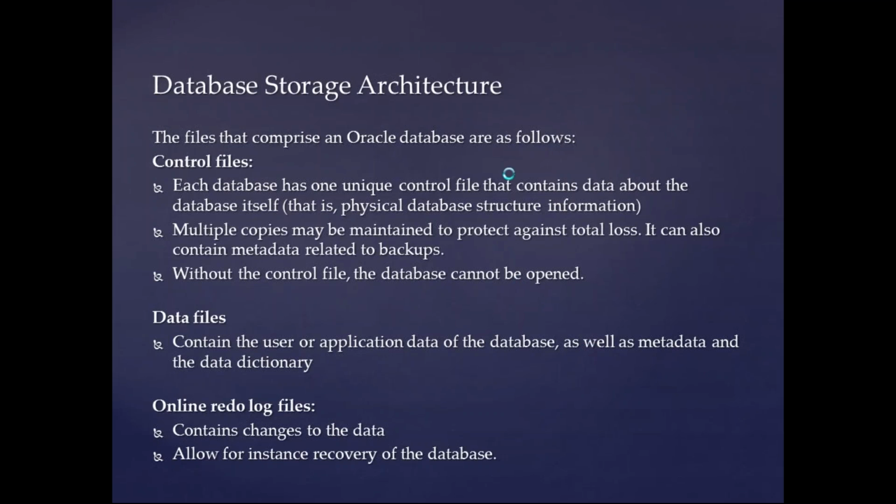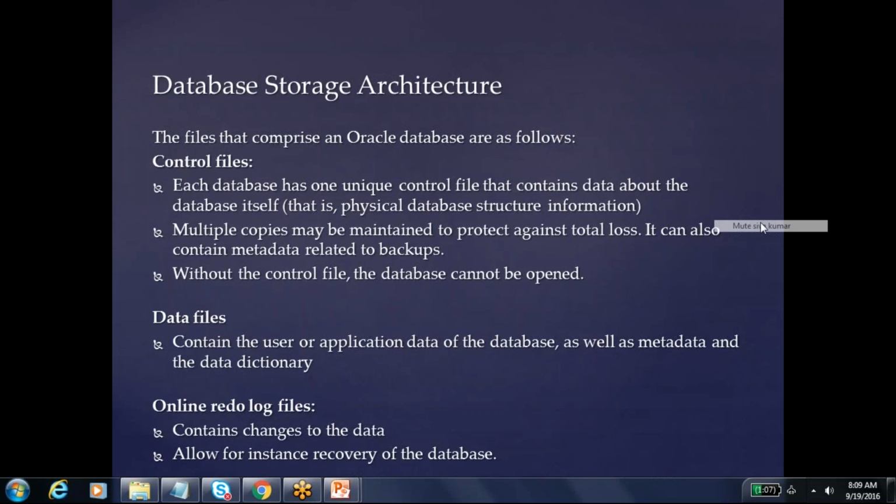So how is it stored in the database, what kind of files do we have, what all we have? That kind of architecture we'll be studying today. Okay, so the database files, there are three major files contained in the database. There are all other kinds of files also, but there are three major ones: the control file, the data files, and the redo log files.